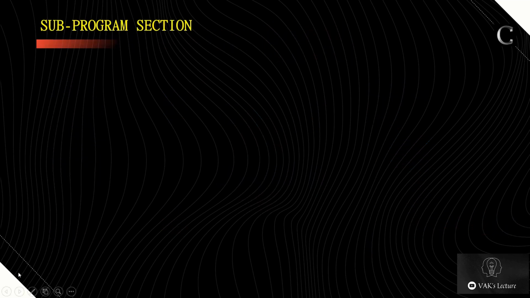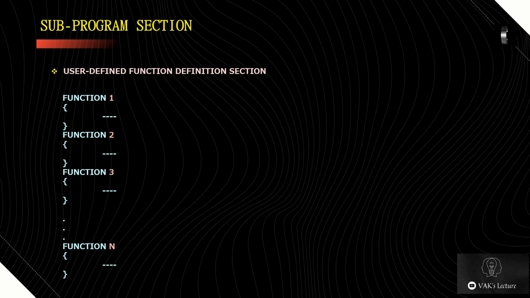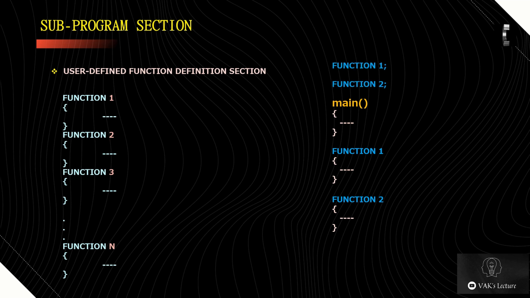Subprogram section. This is also called the user-defined function definition section. Already we have discussed that a C program contains a number of functions. Among those, one should be the main function, and that is a built-in function. Using this main function, we can write the executable code inside the main function. And the user can use user-defined functions also. But for those user-defined functions, the user has to declare these functions above the main function and can write the code in the function definition, which is below the main function.